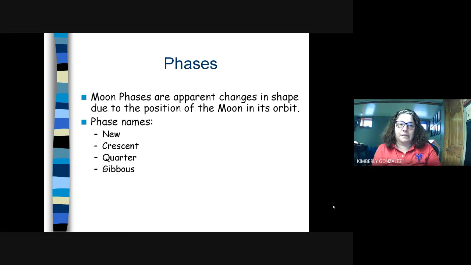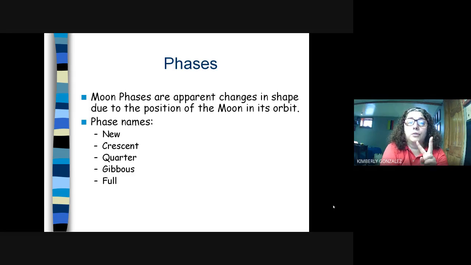Then there's a gibbous. The gibbous is about 3/4 of the moon until it becomes a full moon. So the gibbous is when we see a majority of the moon until it is completely round. At that point, it is called a full moon.